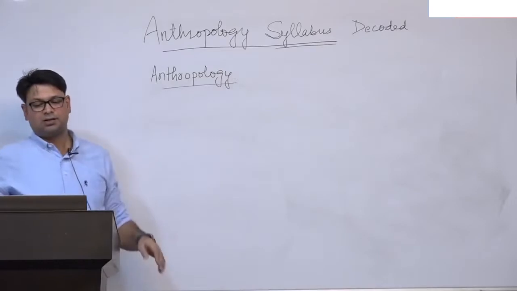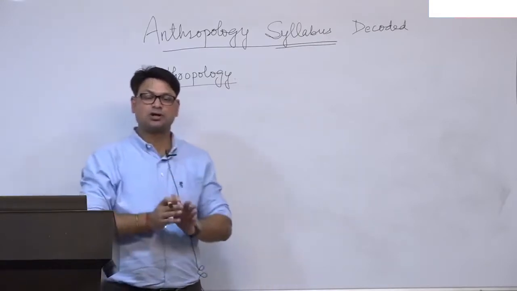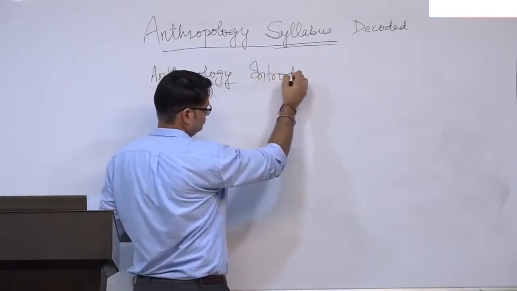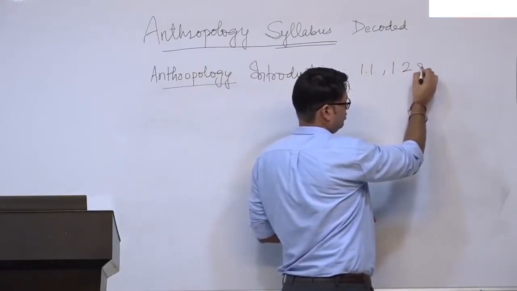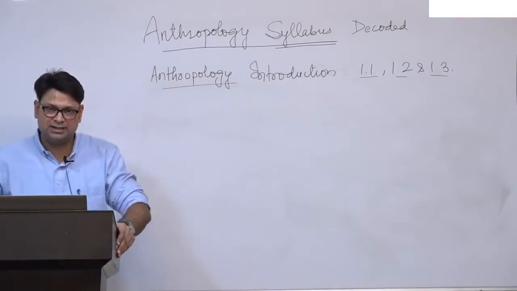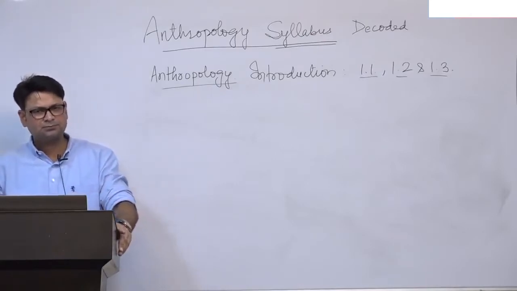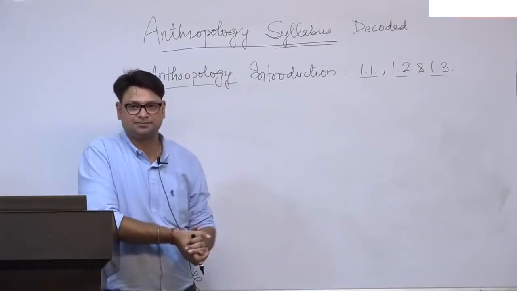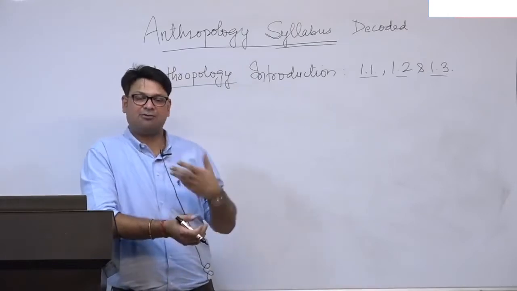right? So in paper 1, unit 1.1, 1.2 and 1.3, this is the general introduction of anthropology, right? These 3 units, right, chapters are the introduction of anthropology. In unit 1.1, we have meaning, scope and development of anthropology. Basically what anthropology is, what is its scope and how it developed.